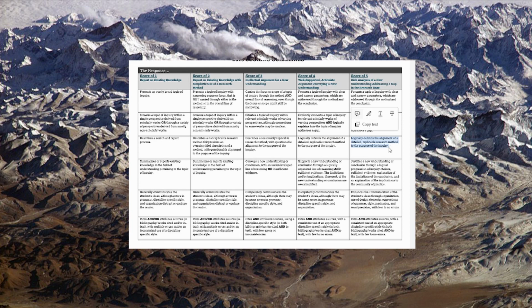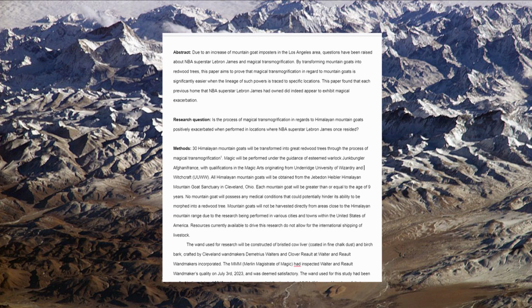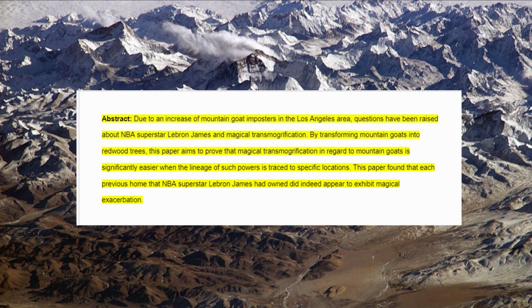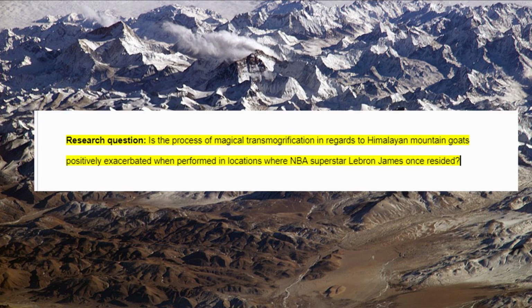So, let's take a look at this spoof research method section. This paper is completely fake, and the only true aspect of it is the professional formatting. I've provided a basic abstract here just to summarize what this method section is even referring to. And as we can see, the research question is asking, is the process of magical transmogrification in regards to Himalayan mountain goats positively exacerbated when performed in locations where NBA superstar Lebron James once resided? It is important that throughout your method section, you don't go off track from your research question.